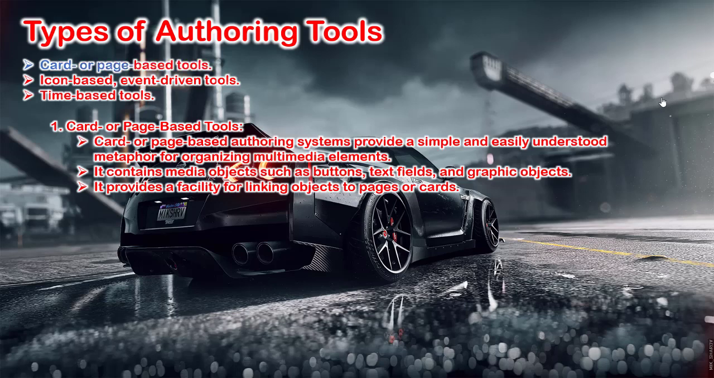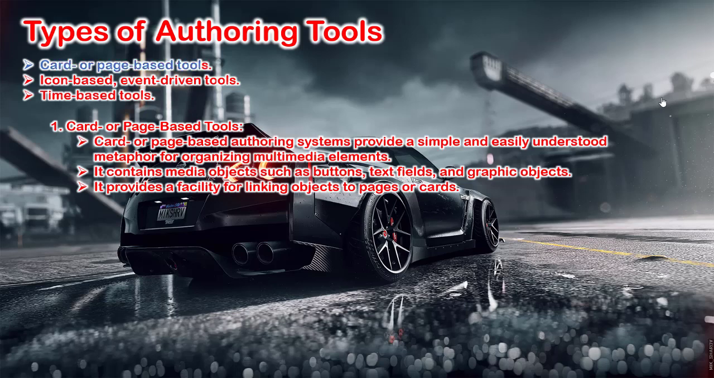These tools are best used when the bulk of your content consists of elements that can be viewed individually, letting the authoring system link these pages or cards into organized sequences. You can jump, on command, to any page you wish in the structured navigation pattern. Card-based or page-based authoring systems contain media objects such as buttons, text fields, graphic objects, backgrounds, pages, or cards, and even the project itself. The characteristics of objects are defined by properties such as highlighted, bold, red, hidden, active, locked, and so on.